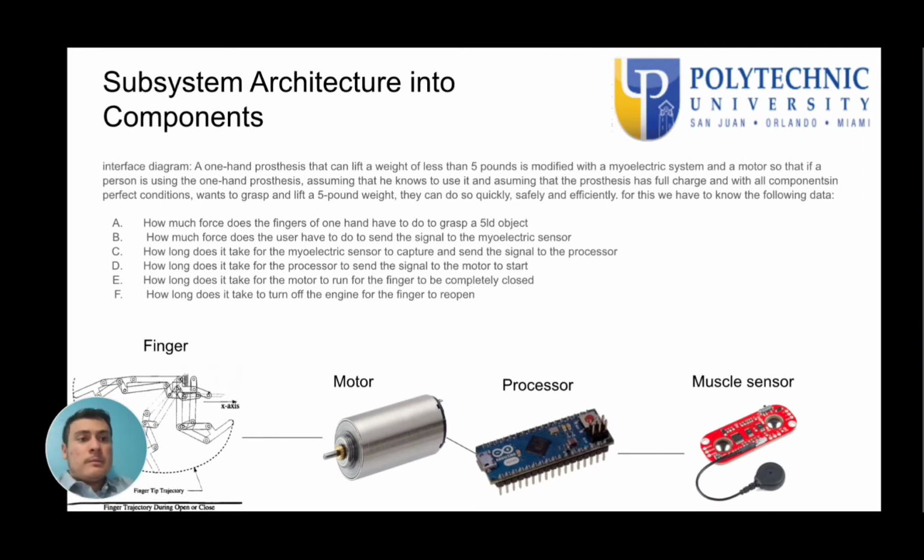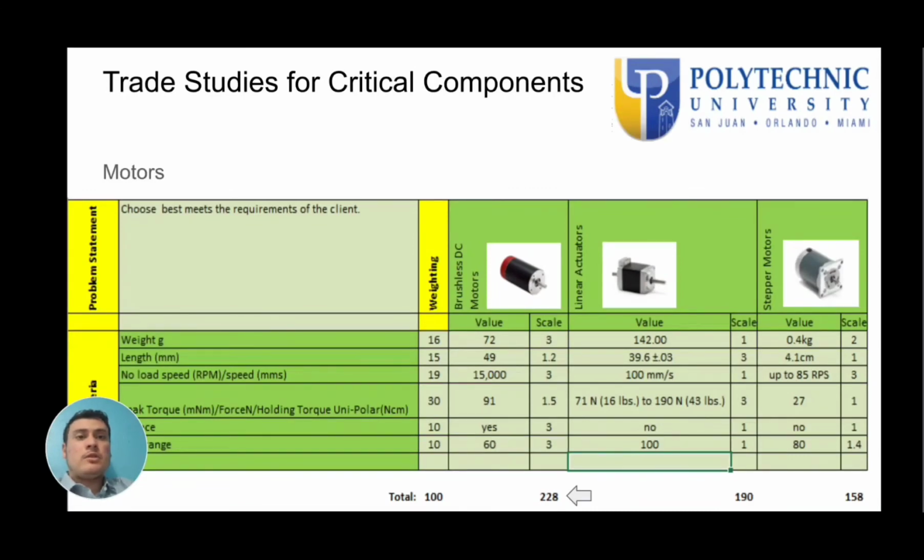Here we have a diagram of the muscle sensor connected to the processor that is connected to the motor that is connected to the finger, with the finger trajectory open and closed. Here we have the traits studied for the critical components. The motor. We have these three motors: brushless DC motor, linear actuators, and stepper motors. As you can see, the brushless DC motor is the best and has met the requirements of the client.